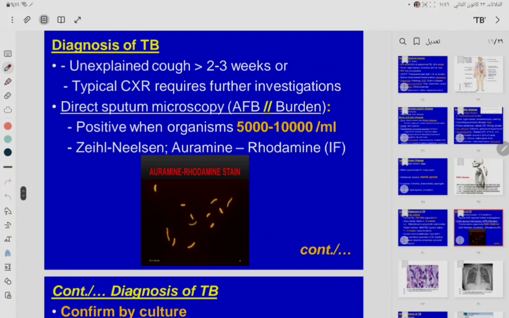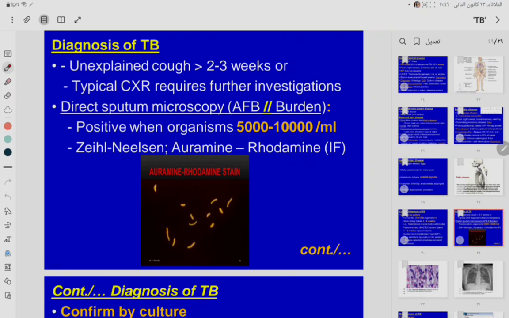Typical chest X-ray requires further investigation. Direct microscopy. We do the Ziehl-Neelsen and the rhodamine stain, and you can see them under the microscope, under the fluorescence microscope, like that. Next.